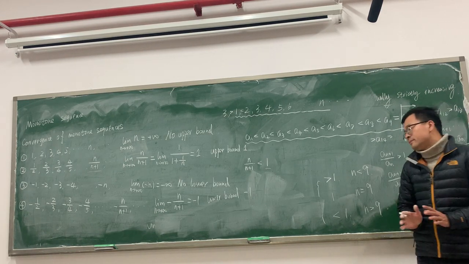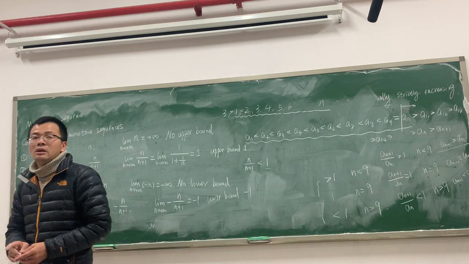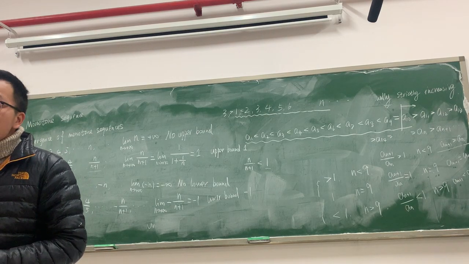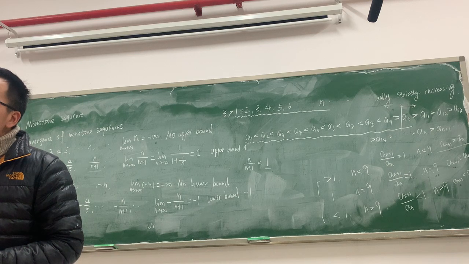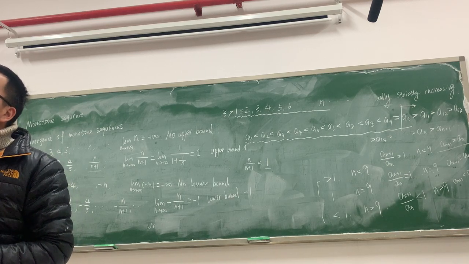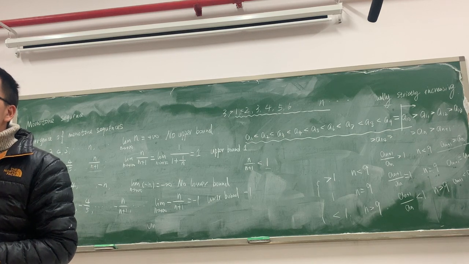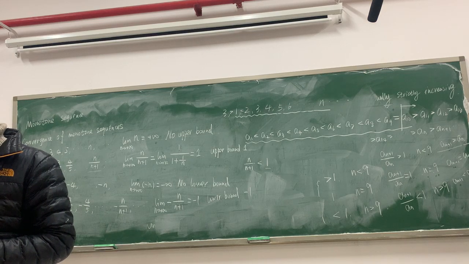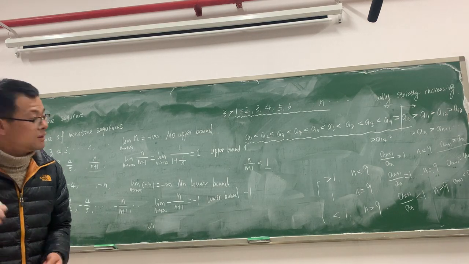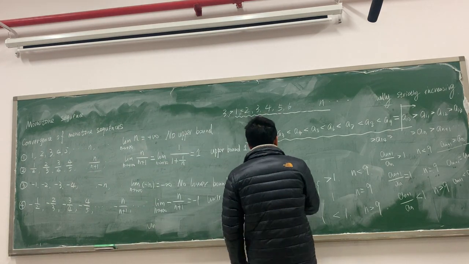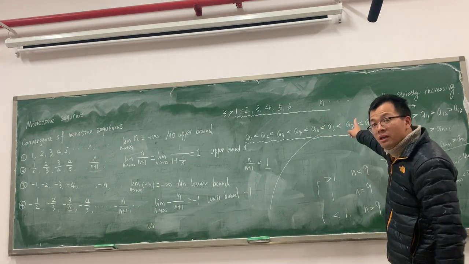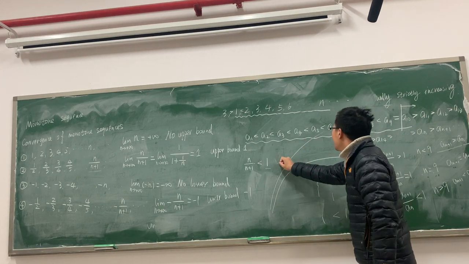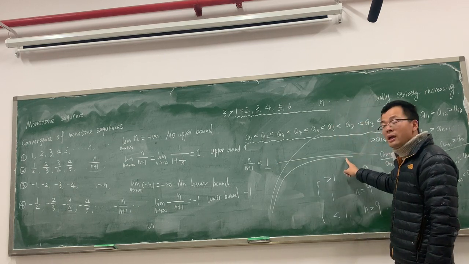So this actually tells us that if the sequence is eventually increasing, we have two possibilities. The first is that it goes to plus infinity. The second is that it converges to a limit and has an upper bound. So we just have two cases.